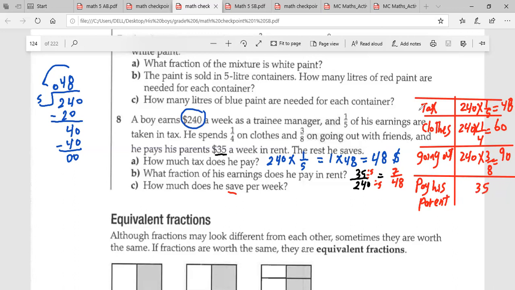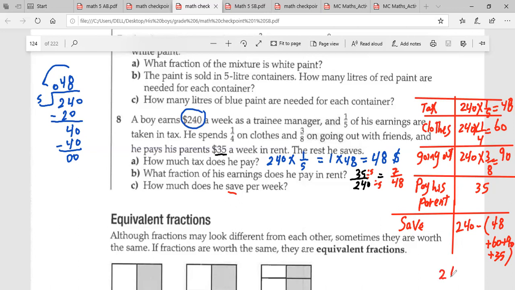Okay, the last item is save. How do we know it? To know save, you have to add all these items and subtract from 240. So 48 plus 60 plus 90 plus 35. You add them and subtract from 240.